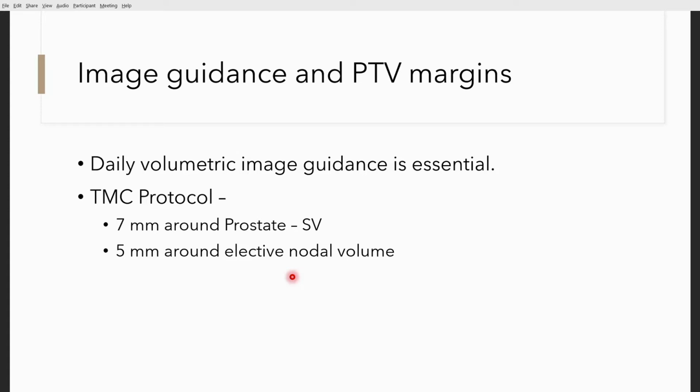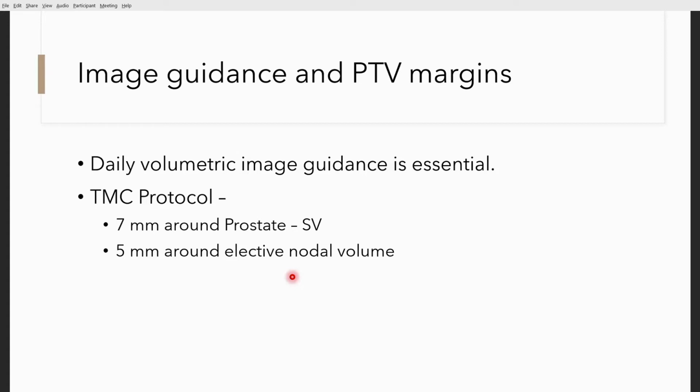So we keep it 7 millimeters around the prostate and seminal vesicle. And for the elective nodal volume, because it's not that important, if some corner gets missed in the elective nodal volume, we keep it at 5 millimeter. Now let's quickly go to target delineation in the post-prostatectomy setting. Now, what are the indications for post-prostatectomy radiotherapy?